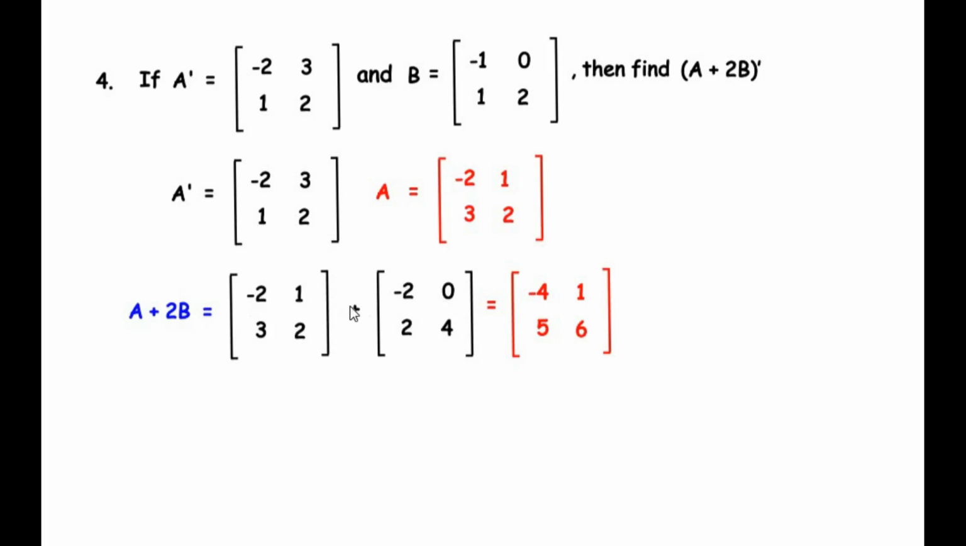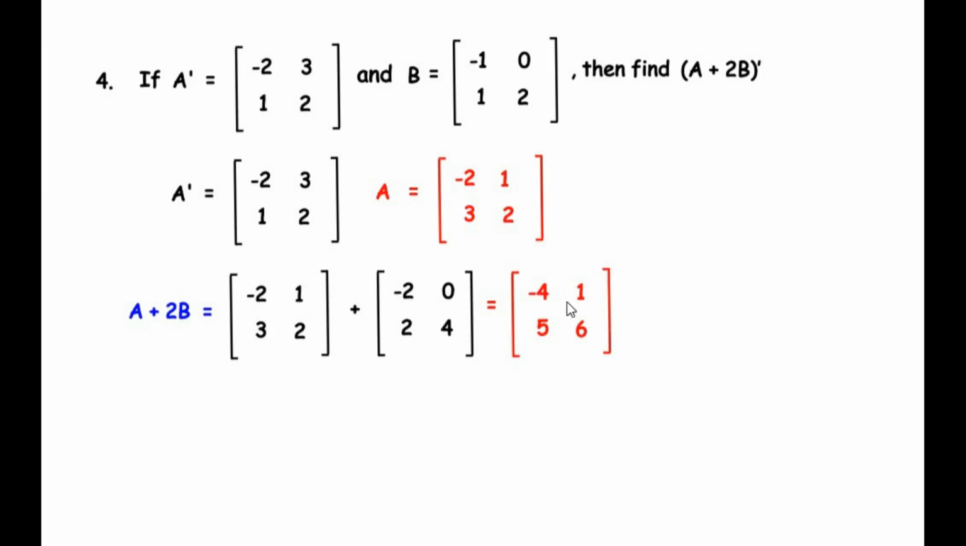So we have to perform the addition between these two, and since their orders are the same, we are going for element by element addition. So minus 2 plus or minus is minus. So minus 2 minus 2 gives us minus 4. 1 plus 0 is 1. 3 plus 2 is 5. 2 plus 4 is 6. Now we have got A plus 2B matrix.